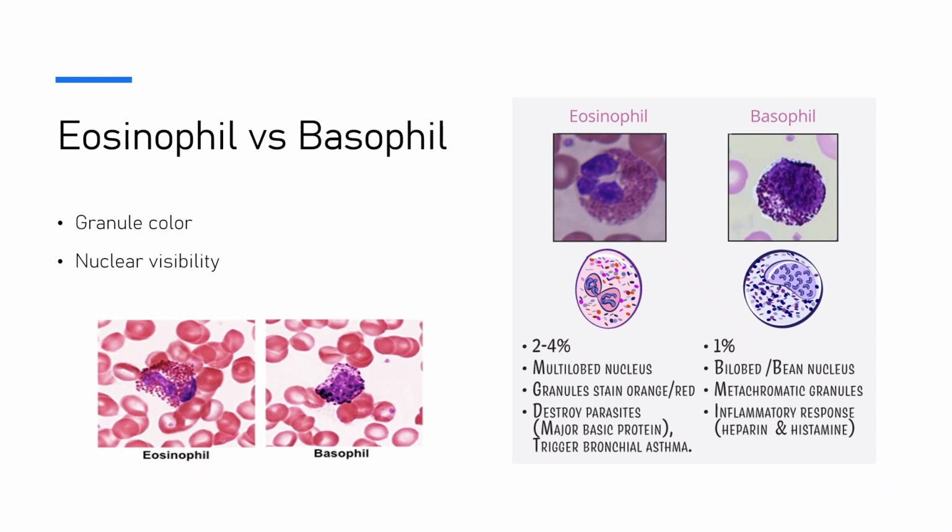Another difference is nuclear visibility. In eosinophils, you can actually see the bilobed nucleus clearly between the granules. In basophils, the nucleus is often partially hidden or completely masked by the granules. Functionally, the two cells are also different. Eosinophils are involved in parasitic defense and allergic inflammation, while basophils play a key role in hypersensitivity reactions and histamine release. So here's a quick mental shortcut that helps a lot of students. Orange sunset granules means eosinophil. Dark purple ink blot granules means basophil. Once you recognize those color patterns, distinguishing them becomes much easier.